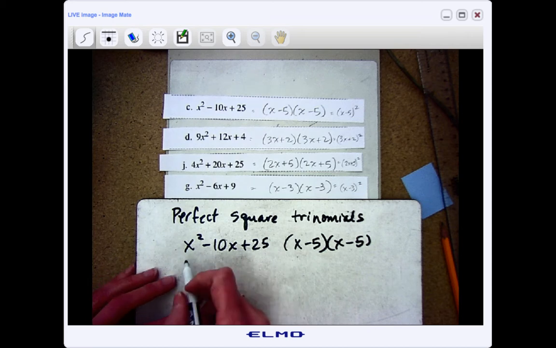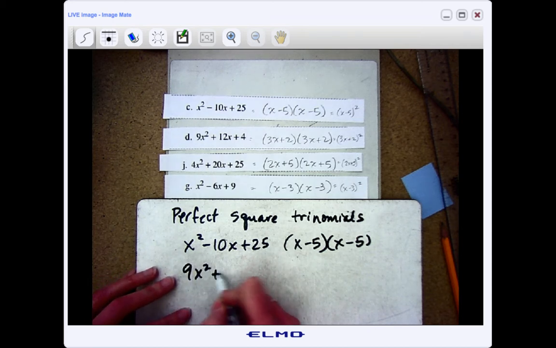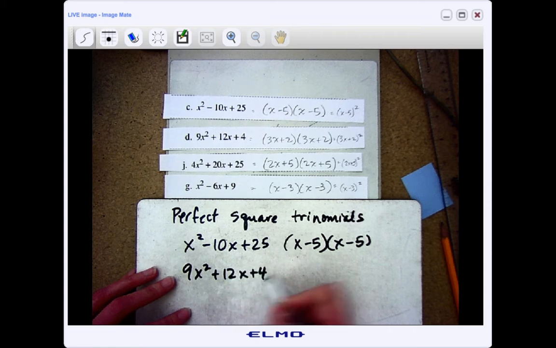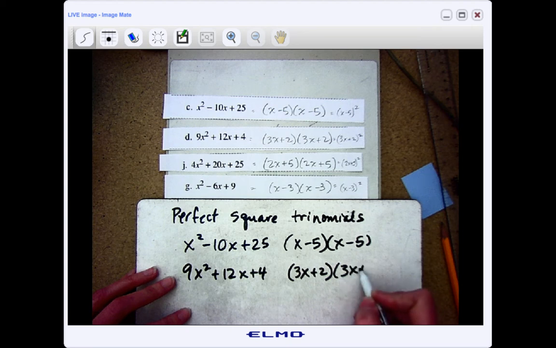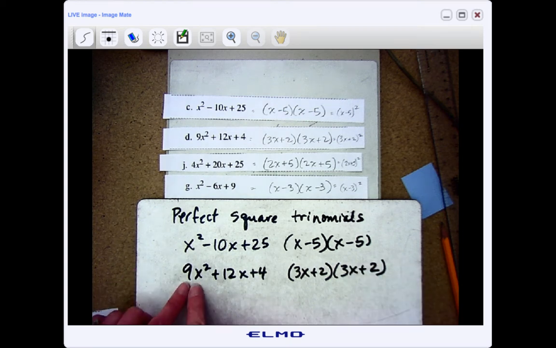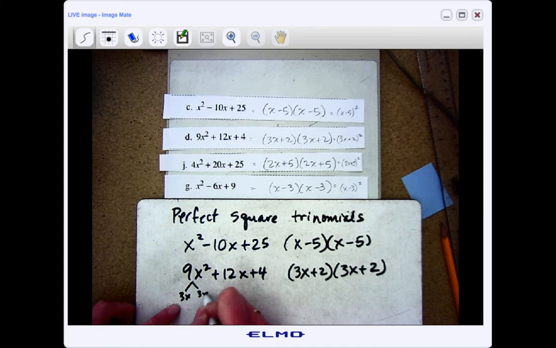Maybe it's a little clearer to see in the next one. If I look at 9x squared plus 12x plus 4, perfect square, perfect square. So this is 3x times 3x.